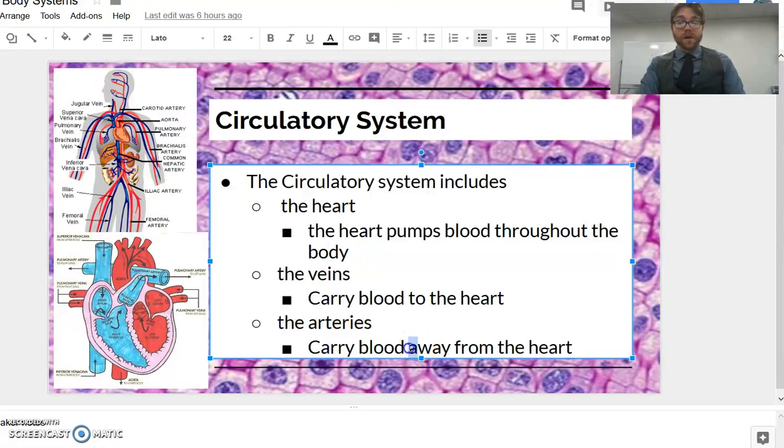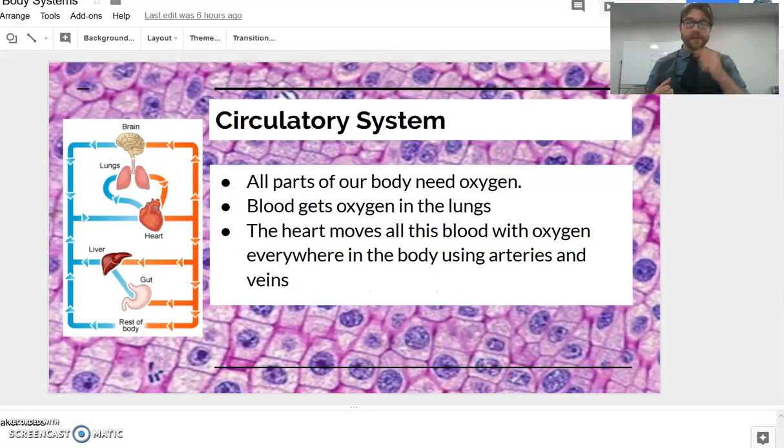So remember, arteries start with an A, and away starts with an A. So arteries carry blood away from the heart. Try and keep those two straight, okay? Veins to the heart, arteries away from the heart. So the job of the system itself is to carry oxygen and to move CO2 out of the body. That's what the circulatory system is doing here.